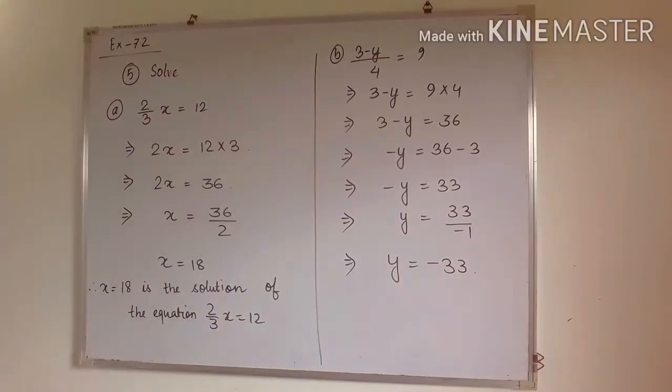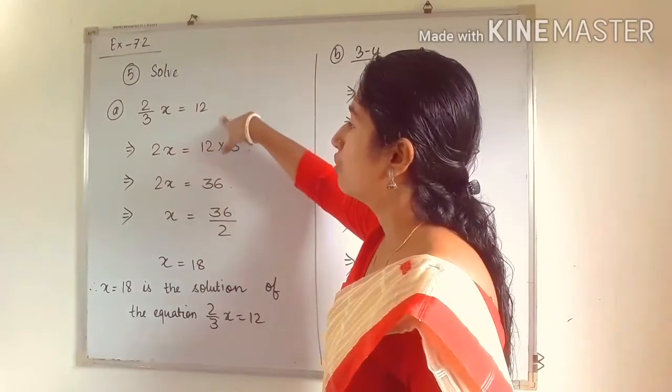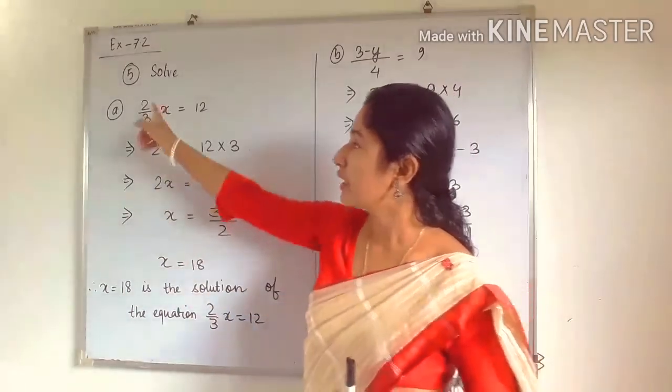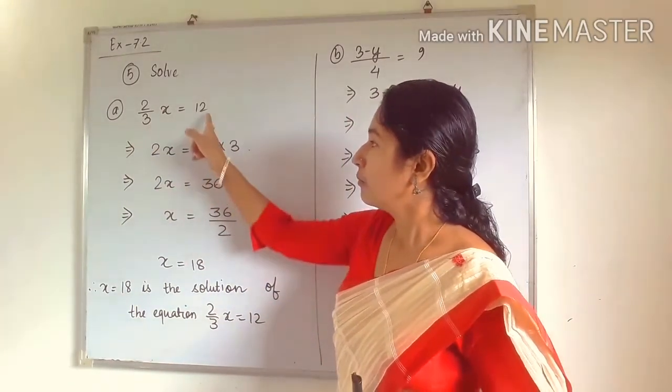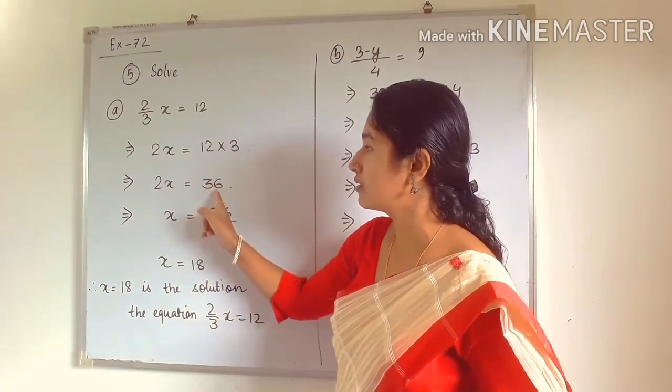So next is question number 5. Here also you have to solve, that means you have to find the solution, that is the value of unknown. So see in number A, 2 by 3 into x is equal to 12. So we will transpose 1 by 1. See here, 3 is divided. So when we transfer 3 to that side, it will get multiplied by what? 12. So 12 3s is 36.